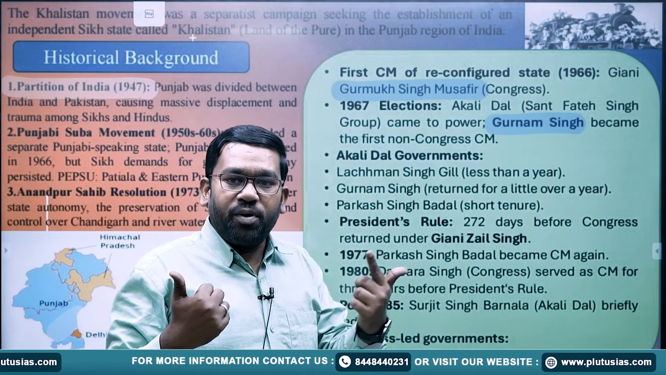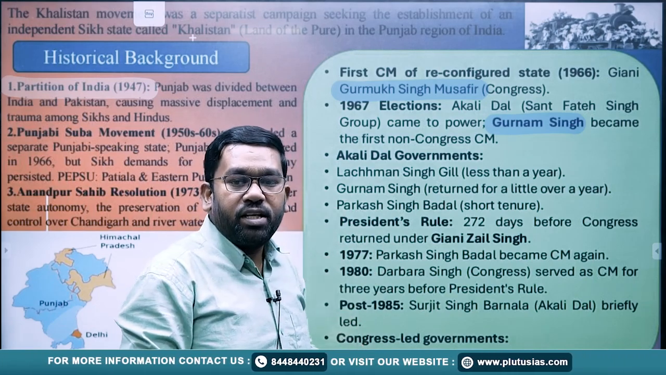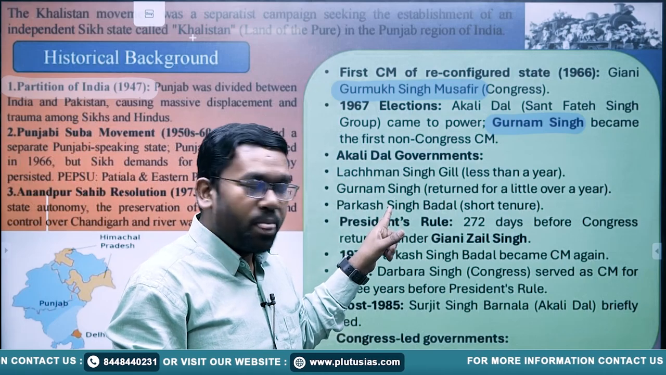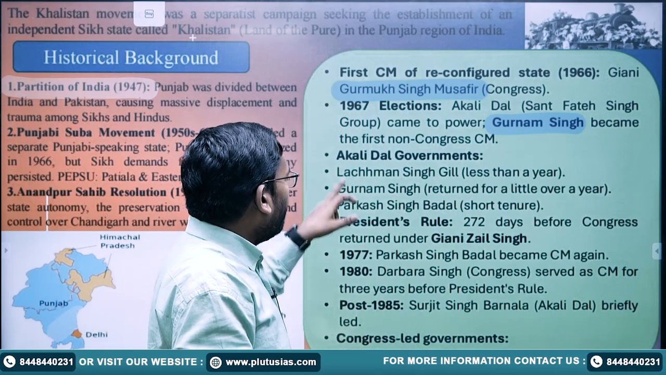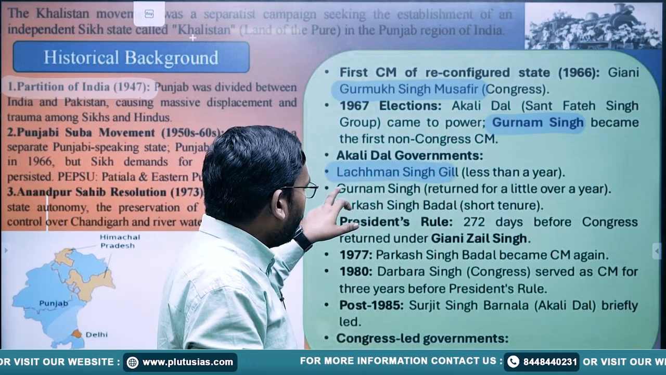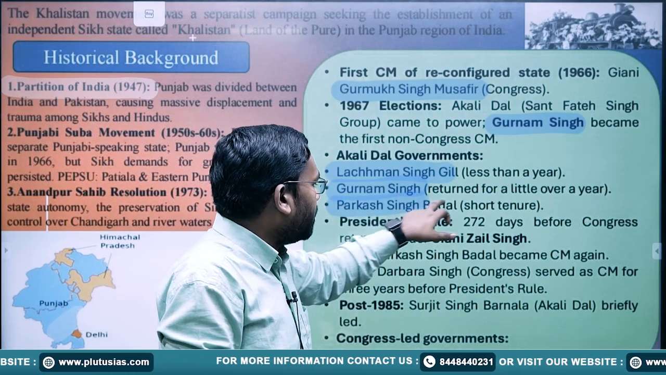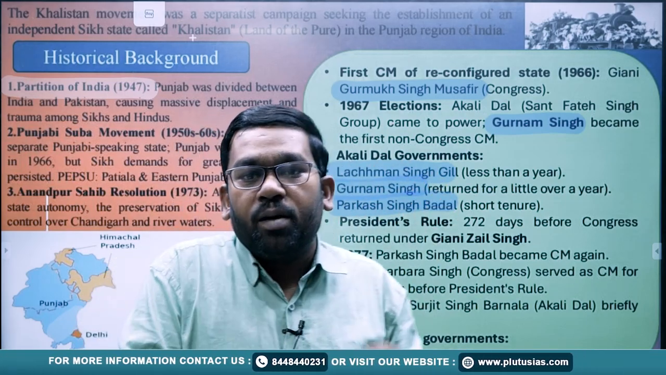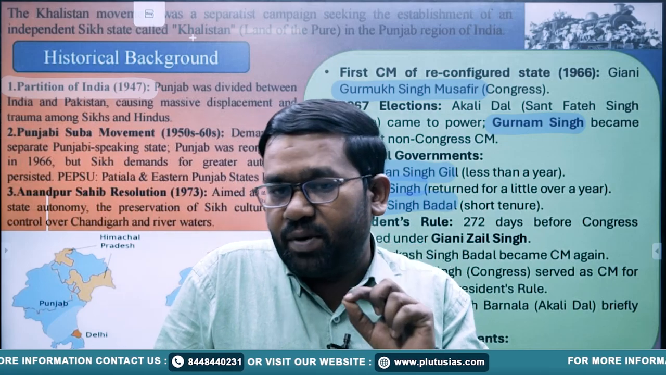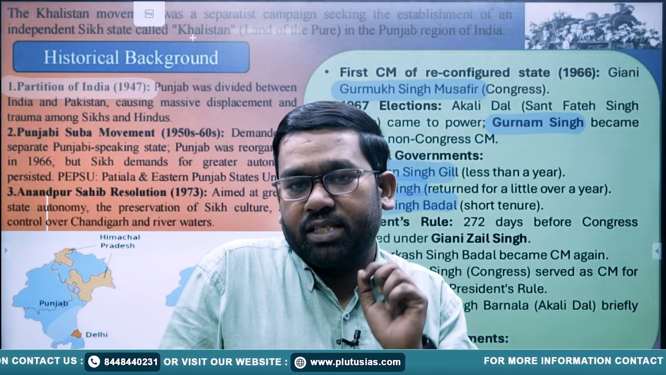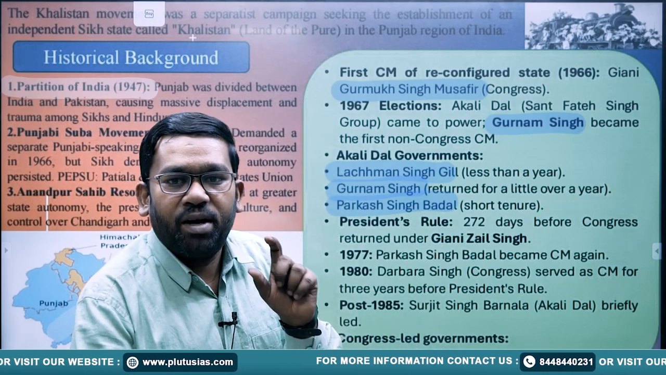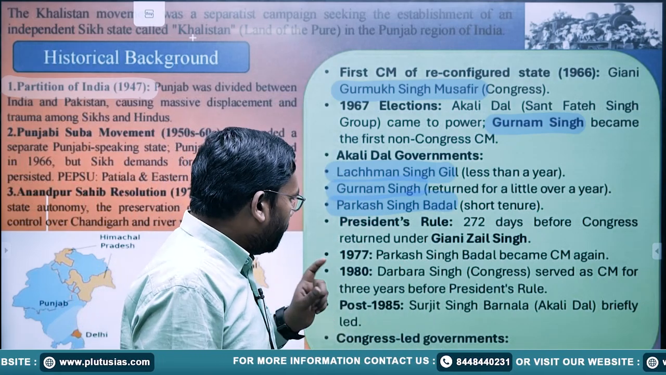Like in Bihar and UP, the government was unstable in Punjab too. After the 1967 election, the same thing happened in Punjab. The government was unstable, and we have Lakshman Singh Gill, then Gurnam Singh, then Prakash Singh Badal. Four CMs were seen, and President's rule was imposed several times in Punjab between 1967 and 1971. So Punjab had some instability in government during this time.